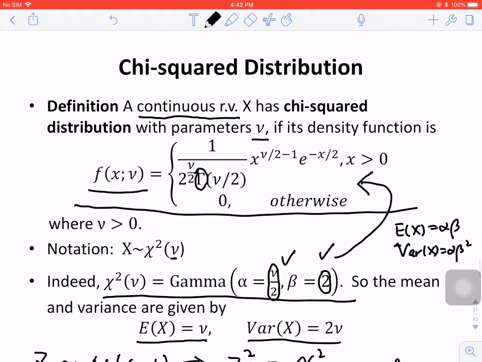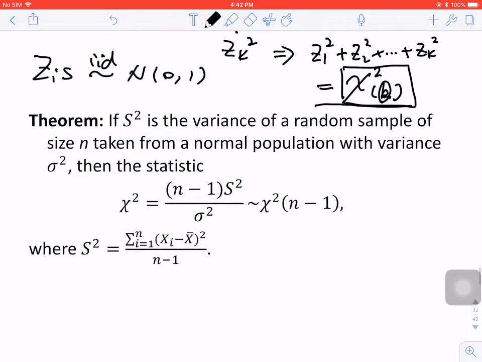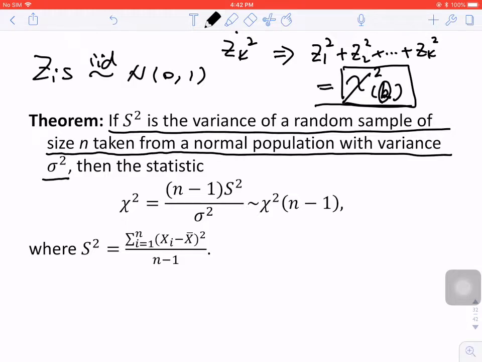Then, using this distribution, we can learn some properties about the sample variance. Okay, so we have this theorem. If S squared is the variance of a random sample of size n taken from a normal population with variance sigma squared. So in this case, say this population variance sigma squared is known, and we also know S squared, which is the sample variance. Ideally, we're going to use this S squared to estimate sigma squared if it's unknown.